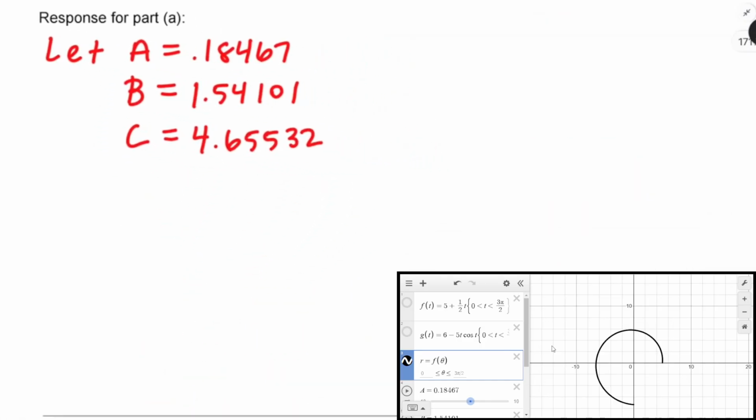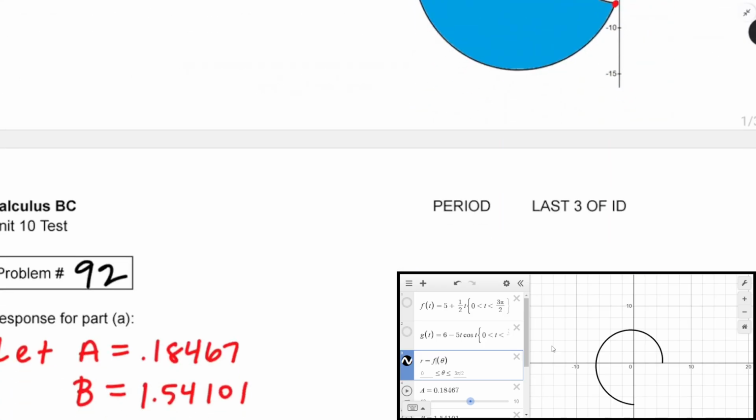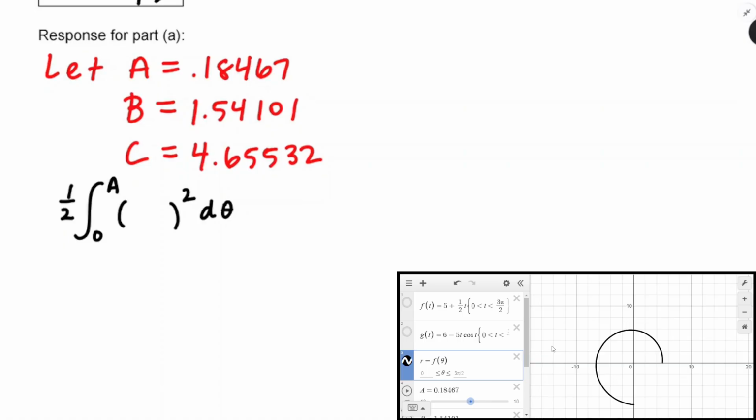From 0 to A, area is 1/2 r squared d theta. And so do we have a name for these? It's 5 plus half theta. We could give these a name, but I don't think it's going to be worth it. 5 plus half theta squared d theta. What we can't do is report f and g unless we've already defined them off to the side, like we did with a, b, and c. But we've already defined a lot of variables, so I'm just going to leave it at a, b, and c. And that's just the first little bit.